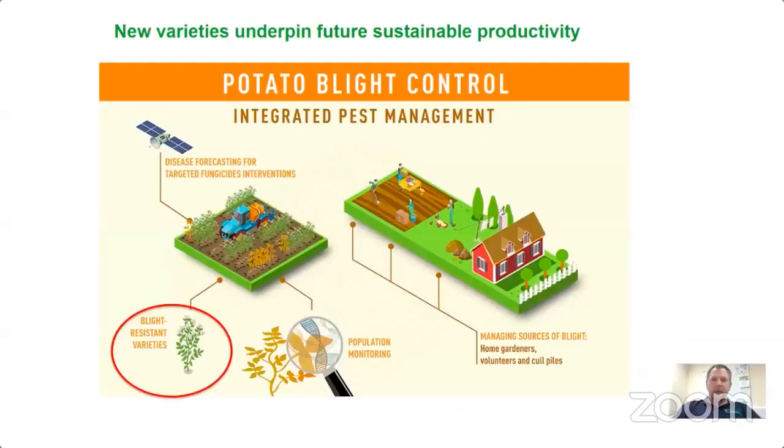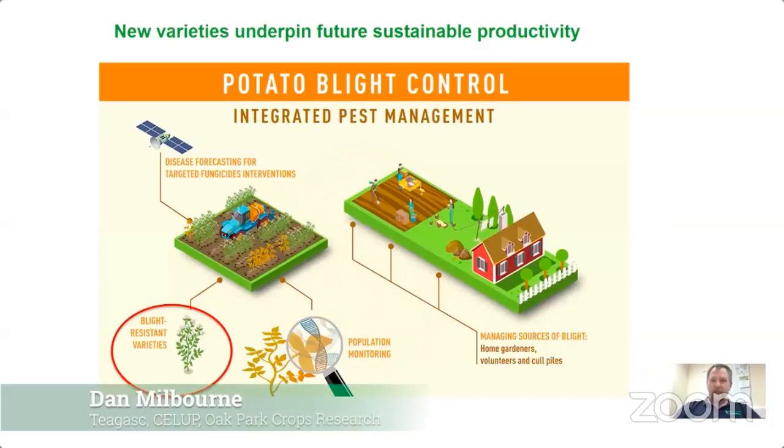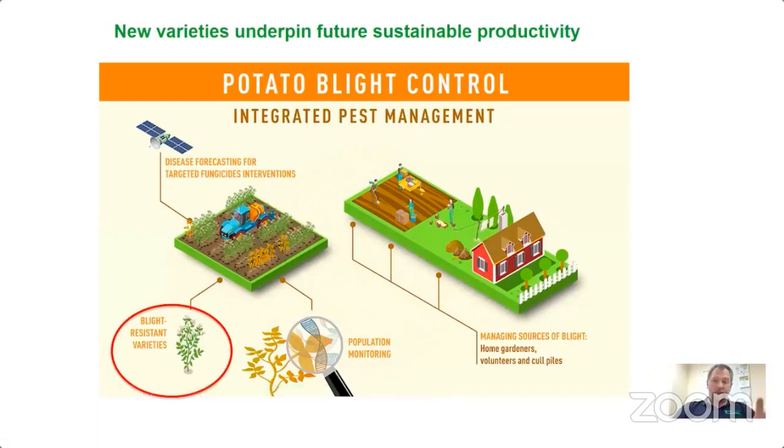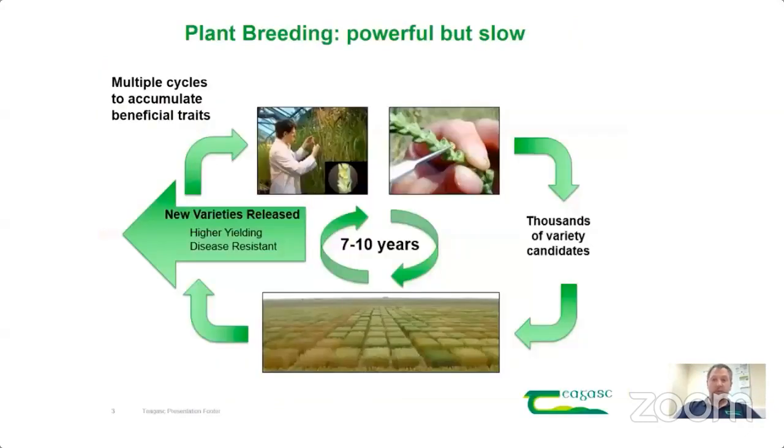Thanks, Ewan. So we've been talking in this session about disease control. And if you look at approaches like integrated pest management, shown here for blight control, we can see the different components required to make it work. And the one I'd like to focus on today is improved varieties. And more specifically, I'm going to talk about how research in Teagasc is contributing to breeding the varieties that we need for these types of sustainable production approaches.